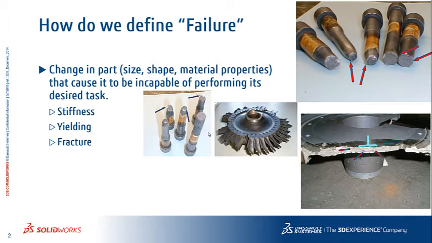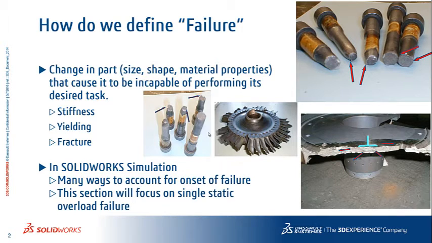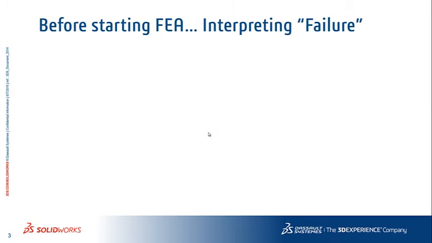So these are some pretty obvious examples of failures inside of parts. You can see the arrows calling out sections in the part that have failed. Inside of SOLIDWORKS Simulation, there are many different ways to account for this type of failure, specifically for the onset of failure. In this particular step-up series section, we're really going to focus in on single static overload failure. So we're not going to be doing fatigue, creep, or other failure mechanisms. Now those are available inside of SOLIDWORKS Simulation and they'll be touched on in future sections, just not today.